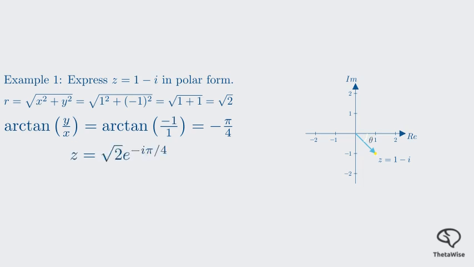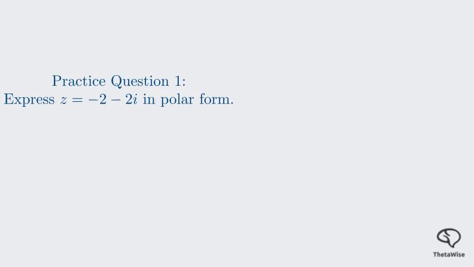So, our number in polar form is the square root of 2 times e to the negative i pi over 4. See how quickly we converted that? That's the first step. Let's try a practice question. Pause the video and see if you can express z equals -2 minus 2i in polar form.